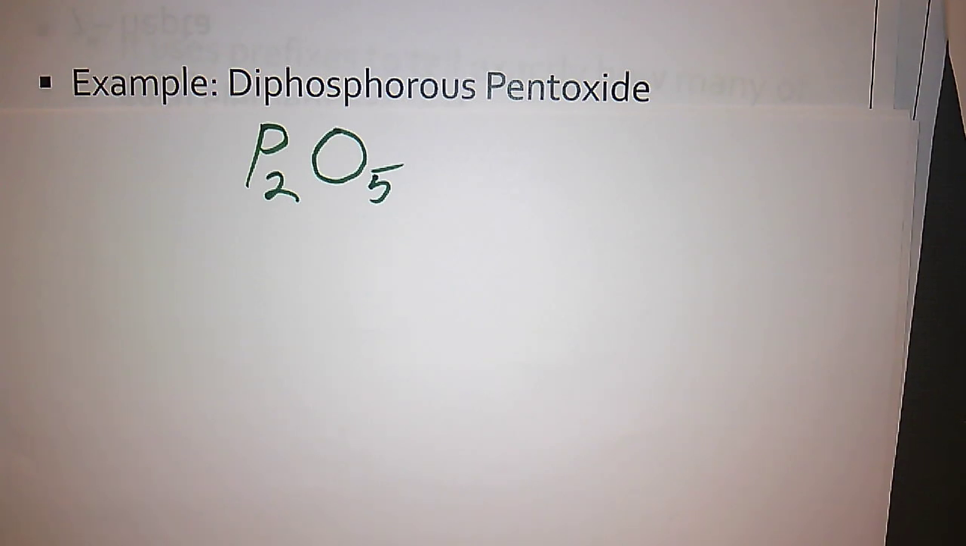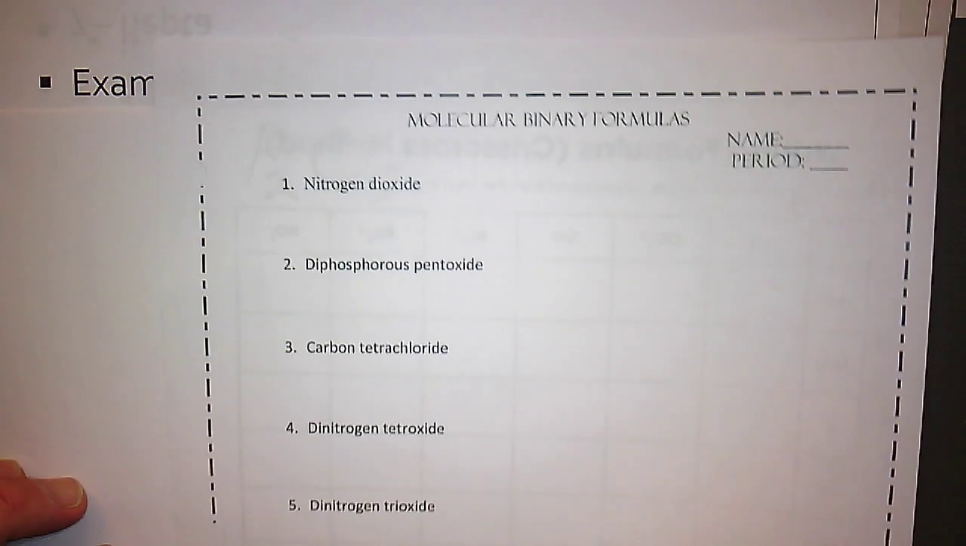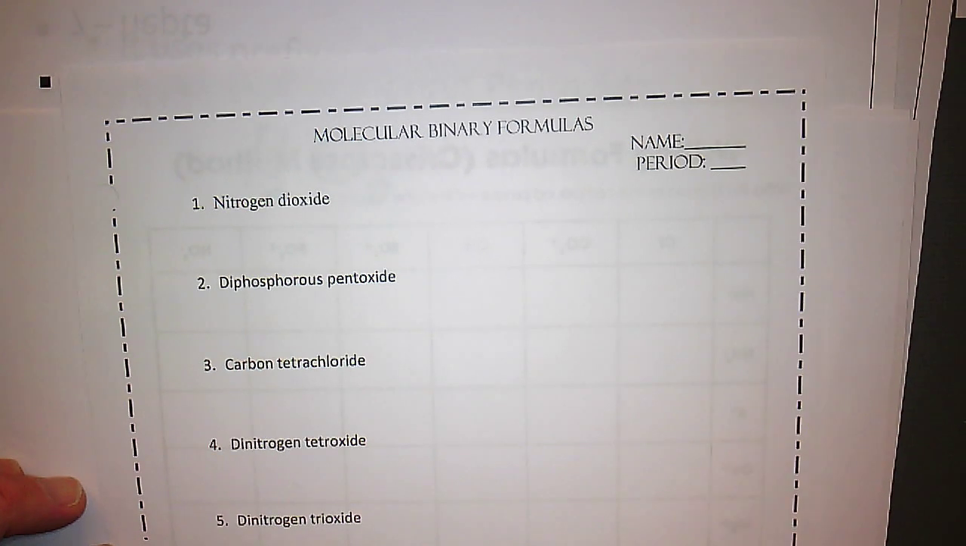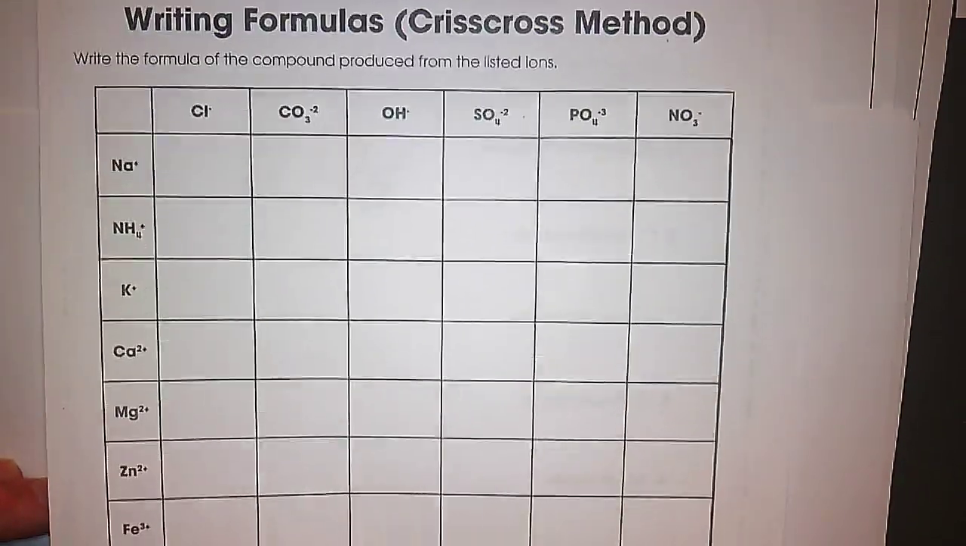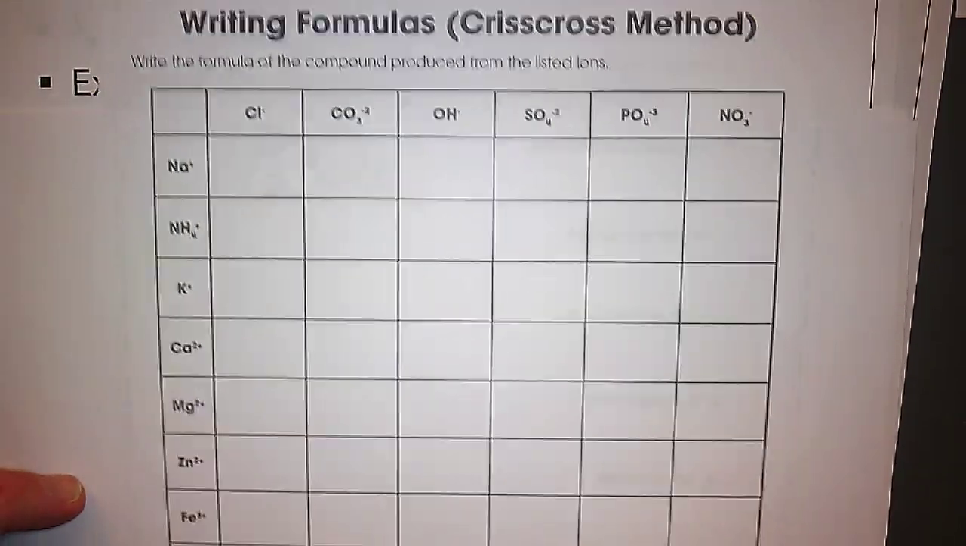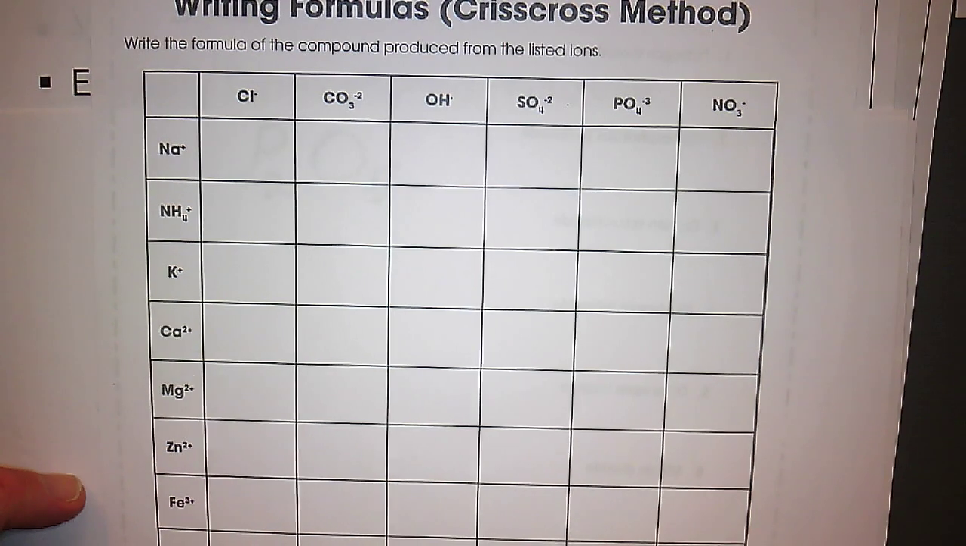If you don't know all those prefixes, and I don't expect you to have known all of them right away, make sure you do know them. We're going to do some practice with it, and then we're going to go from there. Real quick, the front side is all molecular binary formulas. The back side is a bunch of practice with the ionic ones. It is in grid form. Let me explain a couple things about this before I pass it out.